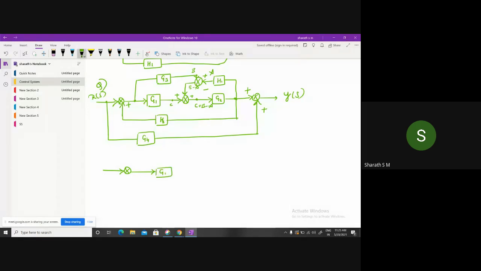We have a G1. Here we have two summation points, so I'm going to write them down horizontally. Here we have a B from G1 and from G3. Is it plus or minus? Sir, plus. So this one has plus.